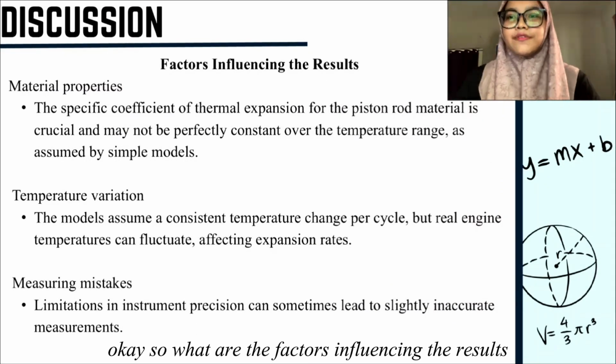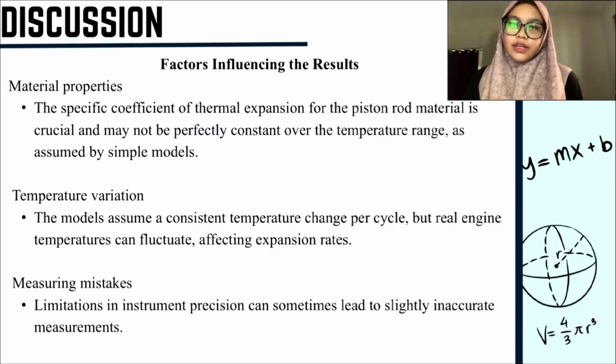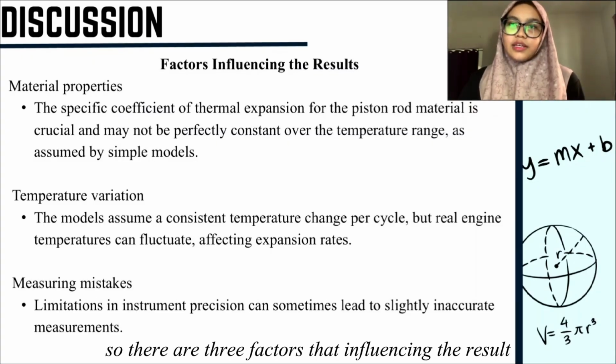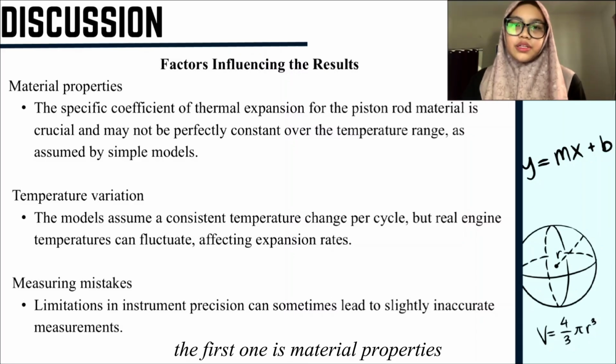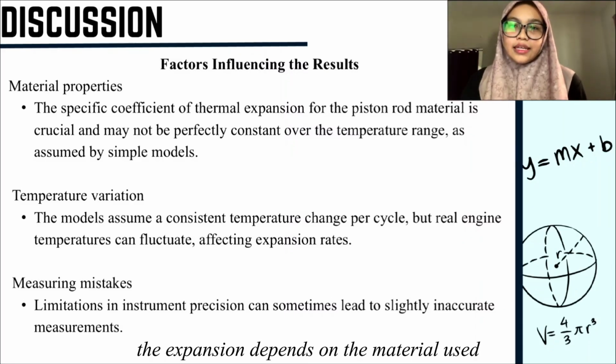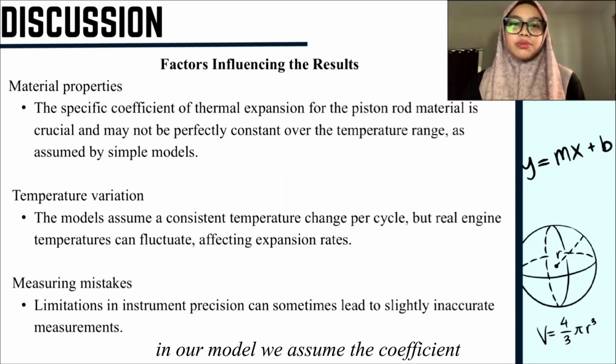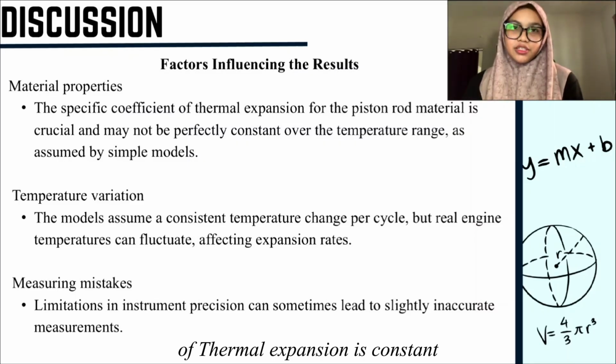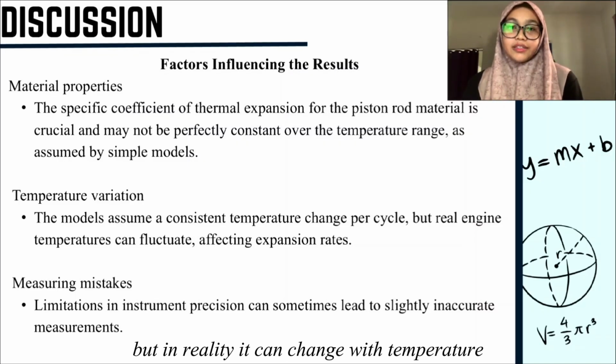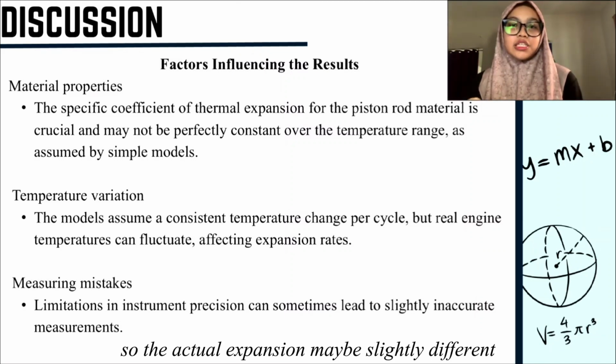Okay, so what are the factors influencing the results? There are three factors that influence the result. The first one is material properties. The expansion depends on the material used. In our model, we assume the coefficient of thermal expansion is constant. But in reality, it can change with temperature, so the actual expansion may be slightly different.